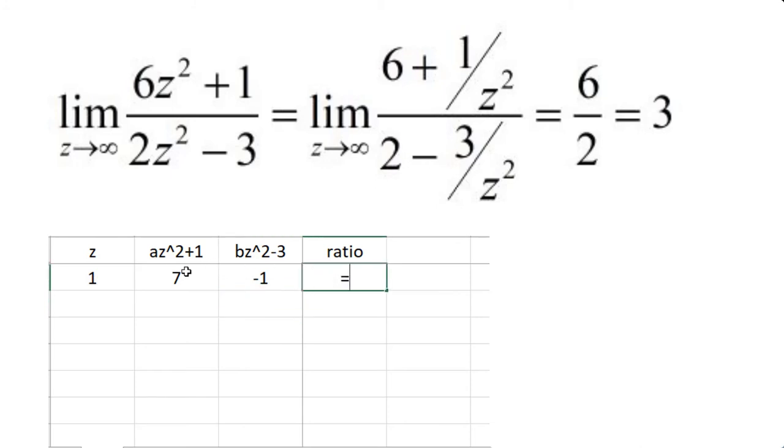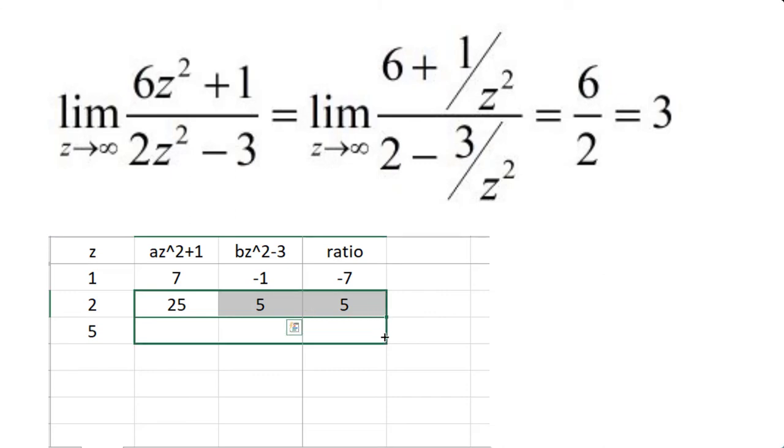And then let's work out the ratio. This one over this one, we get minus 7. I thought we were heading for 3. This doesn't look much like it. What happens if we try z equal to 2? So the top line becomes 25. The bottom line becomes 5. We divide here, and we get 5. Well, no sign of our 3 coming into things yet. If we try z is equal to 5, what do we get? 151 over 47, we get 3.21 something.